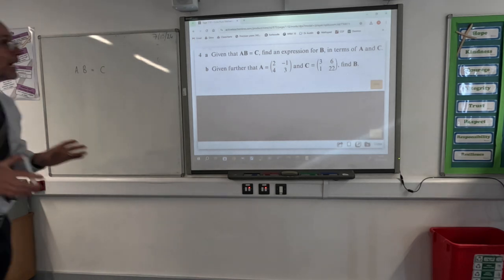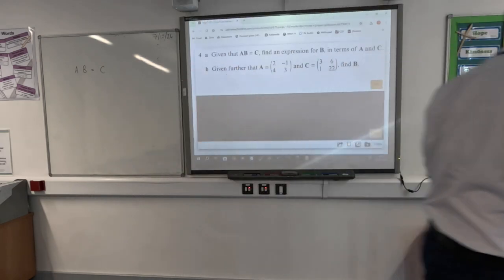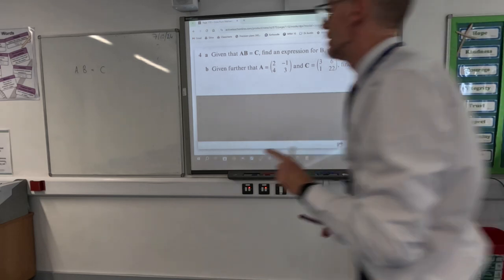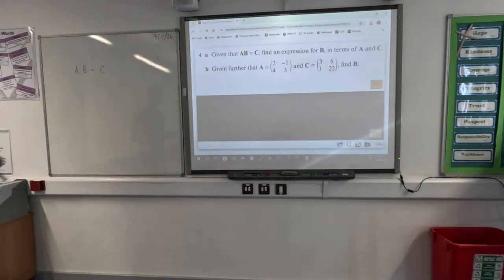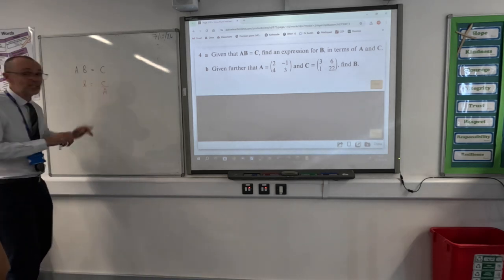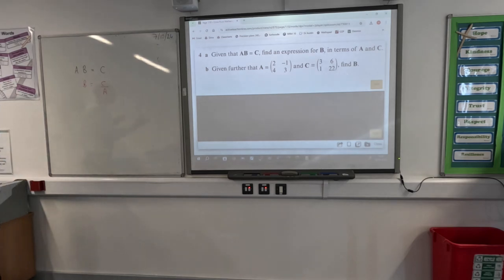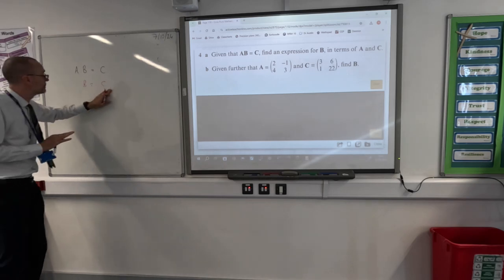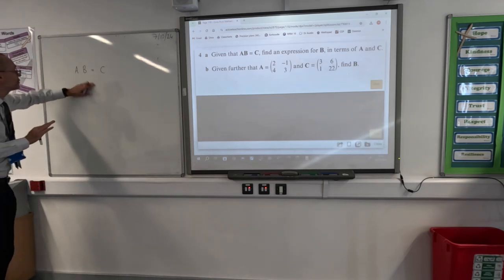So A and B are matrices, C is a matrix, and we are being asked to, in some way, write an expression for B in terms of A and C. Now we can't just do this. That doesn't work with matrices. The rules for matrices are different. For example, commutativity. You can't say that two things multiply together. But instead, we can do quite a neat trick.